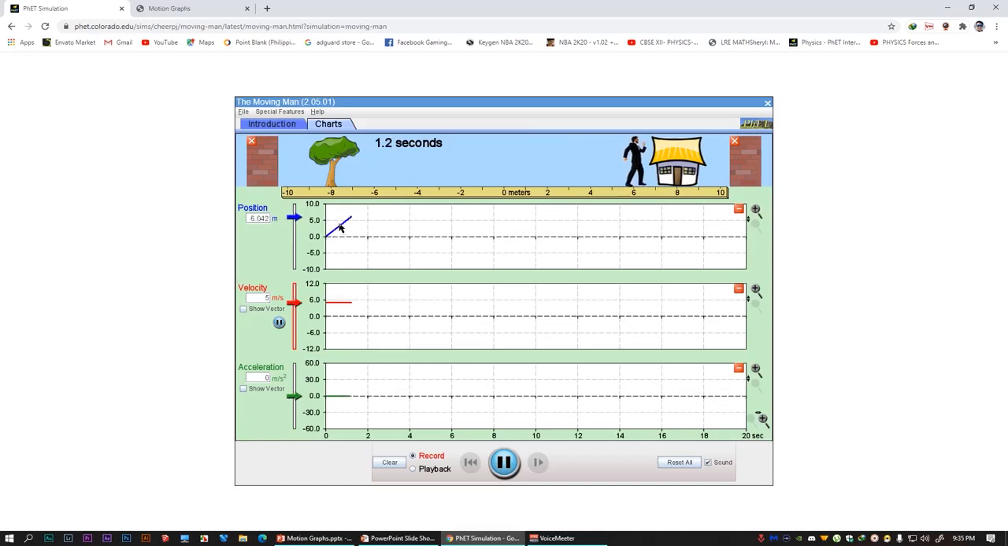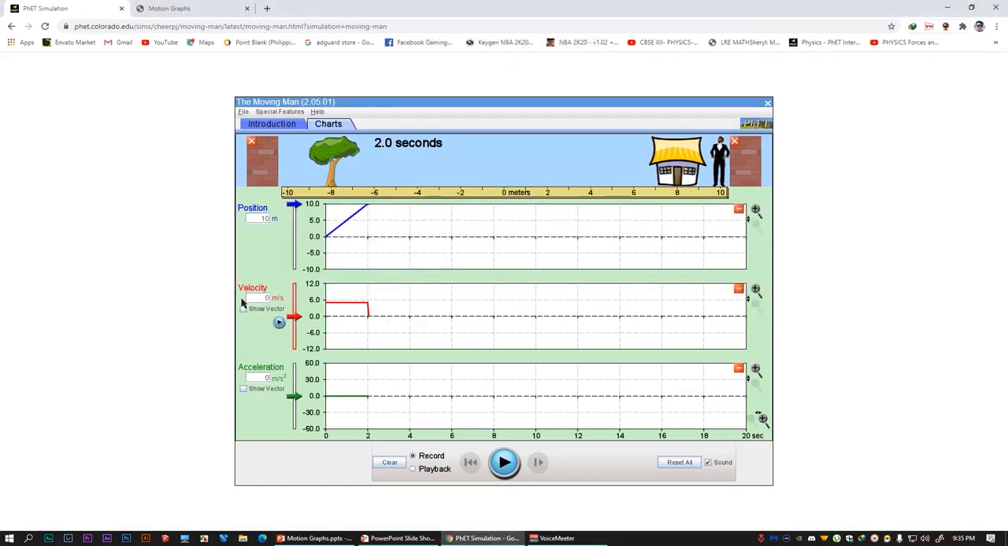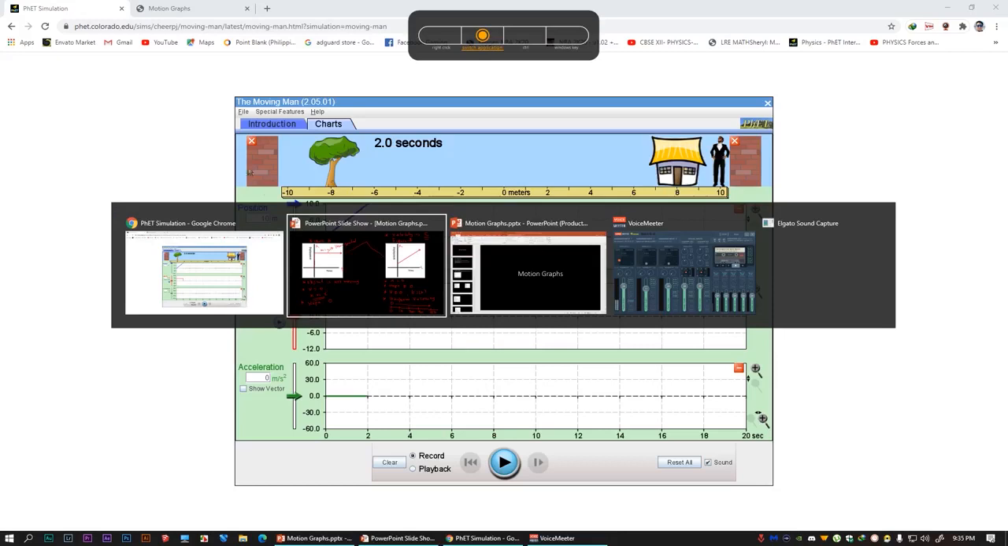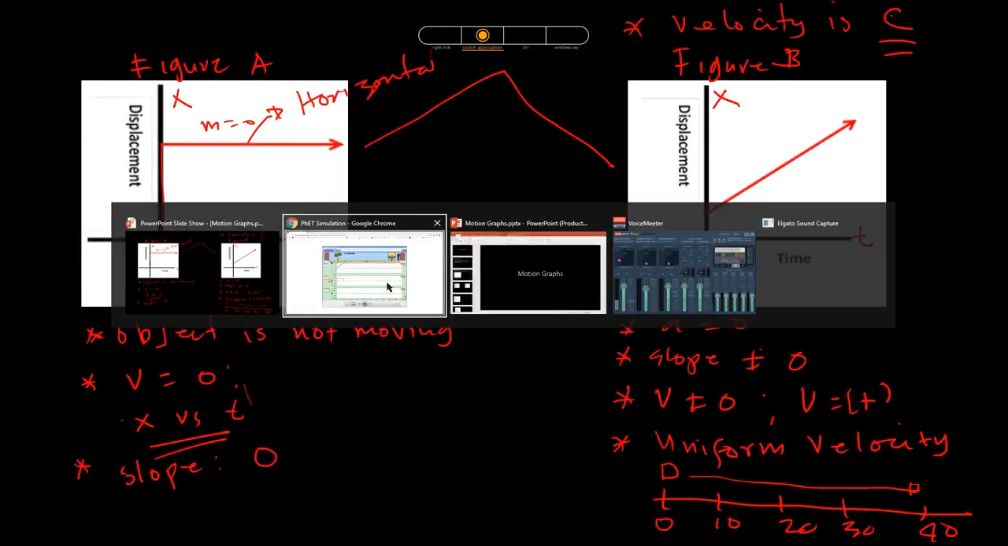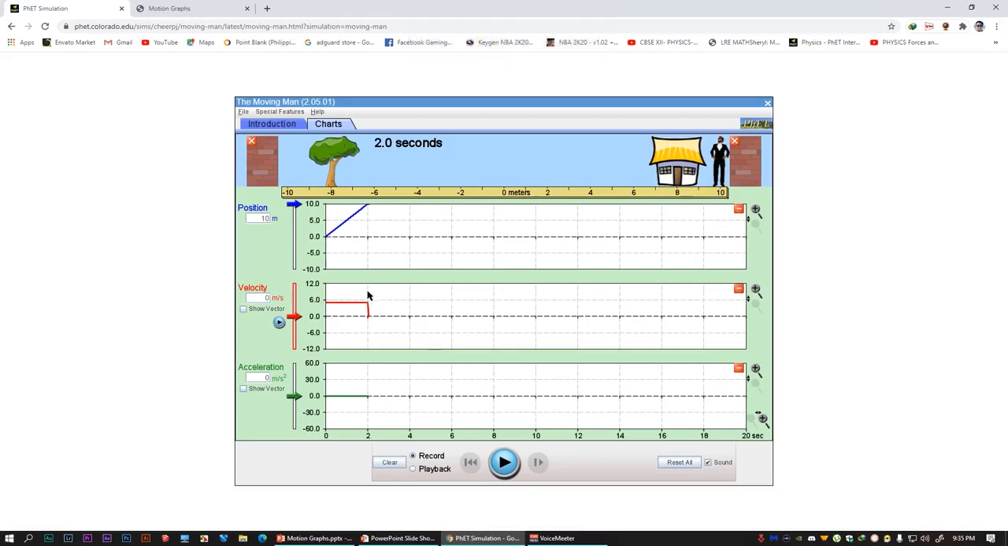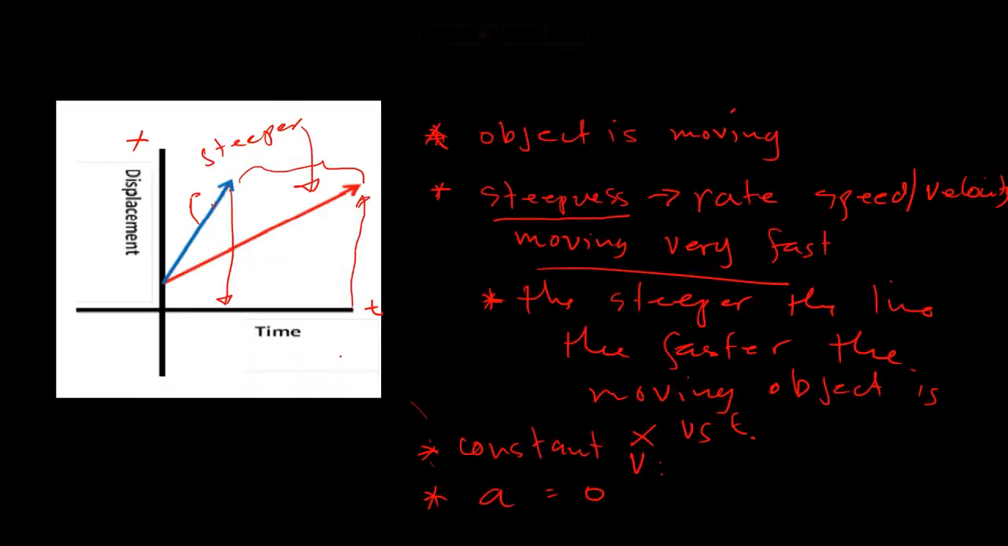So look at the graph here. Okay, the graph of the position versus time is something like this one. That means this is exactly the same as the graph here, this one. So this is the demonstration, or this is the graph that can be taken from this situation. Okay, so let's move on.